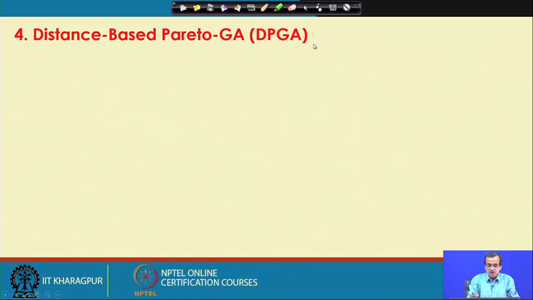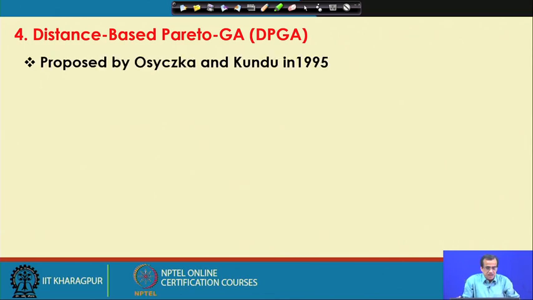Now I am going to start discussing the principle of another approach, which is known as distance-based Pareto-GA, in short DPGA. This DPGA is found to be efficient in finding the Pareto optimal front solution, and we can also solve this multi-objective optimization problem efficiently. Now, let us try to see the principle of this DPGA.